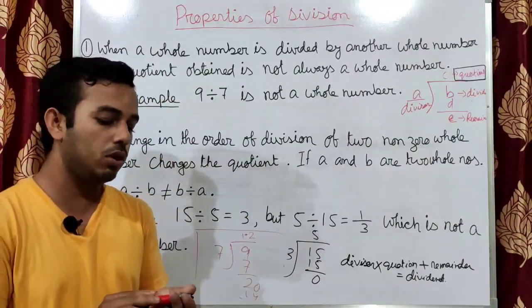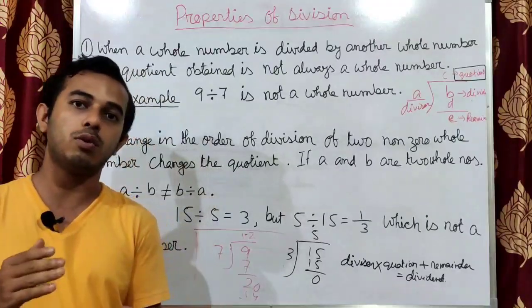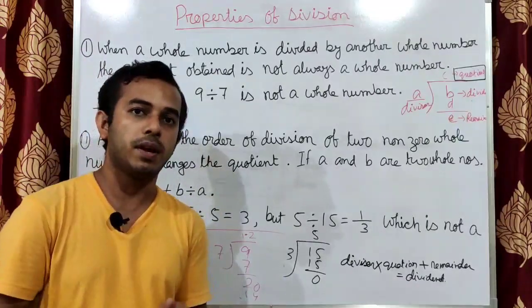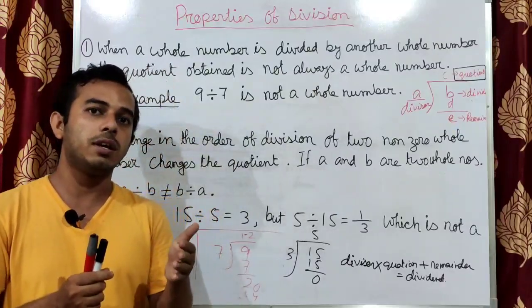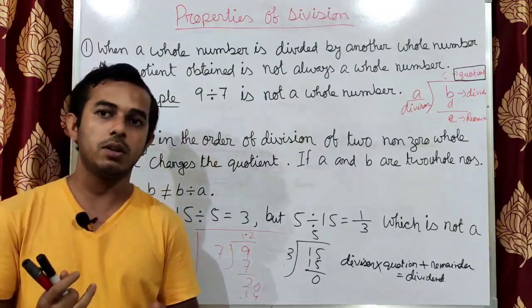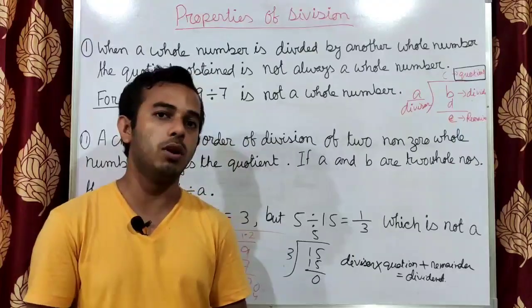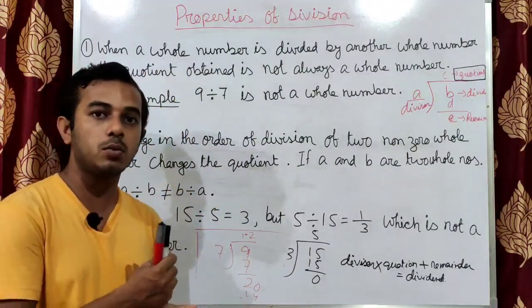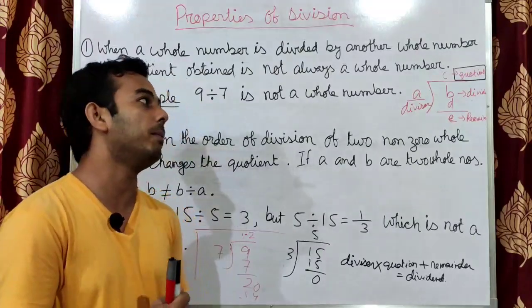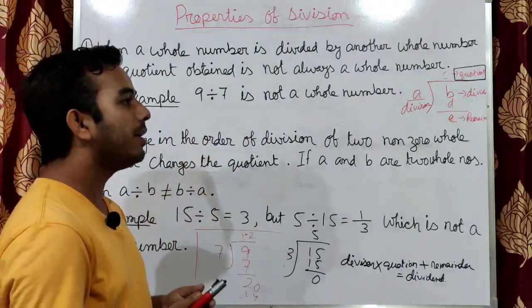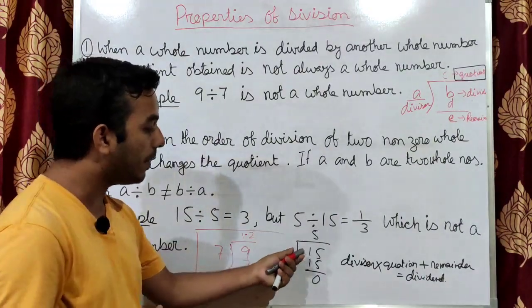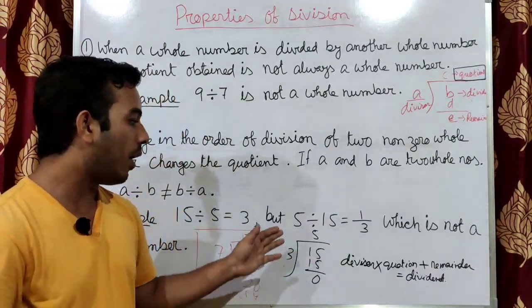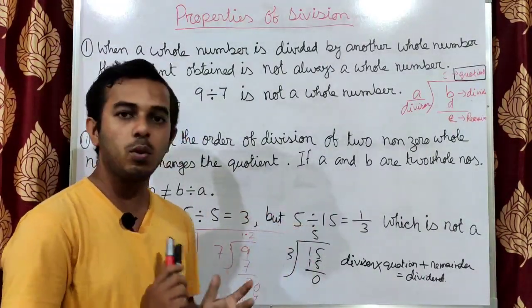We know whole numbers are only 0, 1, 2, 3, 4, 5, 6, and so on. Numbers with a negative sign before them are not whole numbers. Numbers with a decimal are also not whole numbers. So when we divide 9 by 7, our result is 1.2, which is not a whole number. Now if we divide 15 by 3, our result is 5. 5 is a whole number.